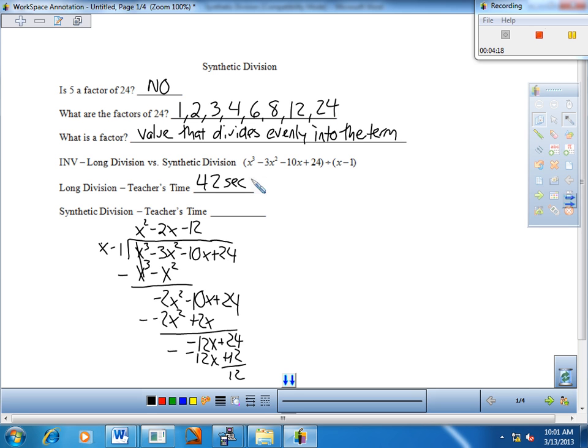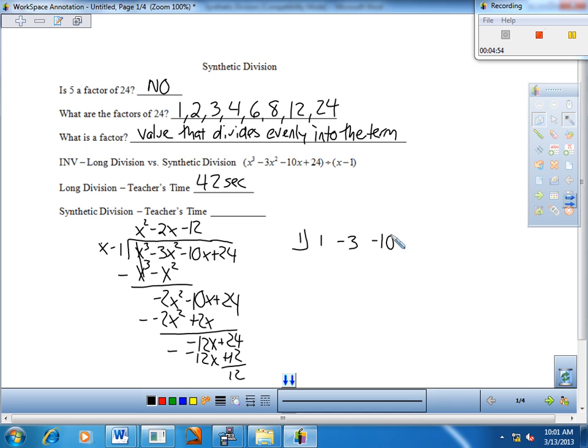So just to recap, how many times does x minus 1 go into this dividend right here? It goes in x squared minus 2x minus 12 times, and the remainder is 12. All right, good. Now, guys, let's do some synthetic division. Synthetic division is going to be a more efficient, compact, quick way to do the identical operation. So let me just get myself set up.